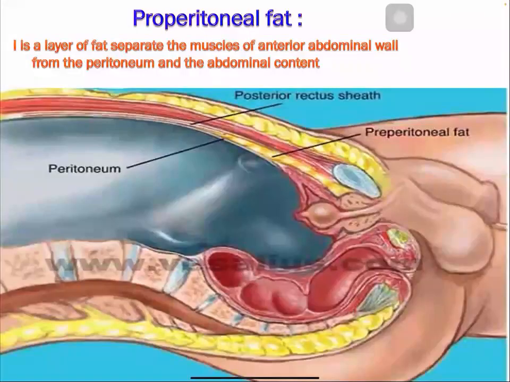The properitoneal fat is a layer of fat that separates the muscles of the anterior abdominal wall from the peritoneum and the abdominal contents. This is the properitoneal fat as demonstrated. This is the muscles of the anterior abdominal wall, and this is the parietal peritoneum. So it separates the anterior abdominal wall muscle from the parietal peritoneum.